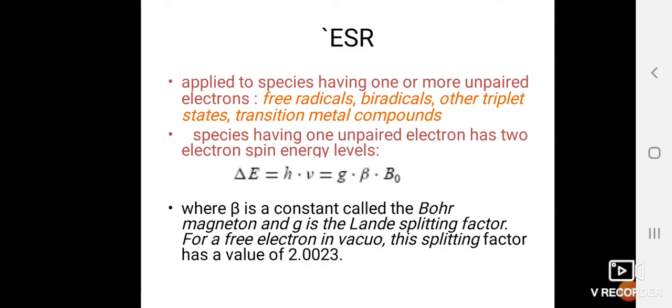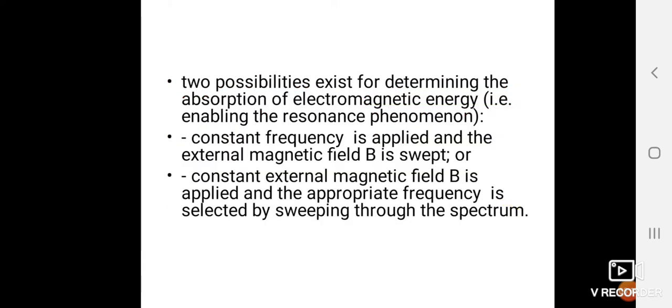So, all these formulas and all, we know that delta E is equal to h nu is equal to g beta B naught, where beta is the constant for the Bohr magneton and g is the Landé splitting factor, and for a free electron in vacuum, this factor is going to be 2.0023, and B naught is the applied magnetic field.